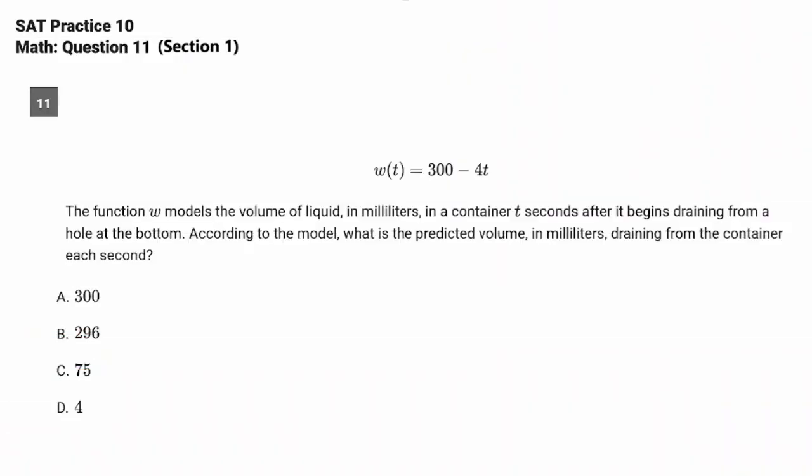We're on SAT Practice Test 10, Math Section 1, Question 11. What's the level of difficulty here? It's medium. Got this function. The function W models the volume of liquid in milliliters in a container t seconds after it begins draining from a hole at the bottom. According to the model, what's the predicted volume draining from the container each second?